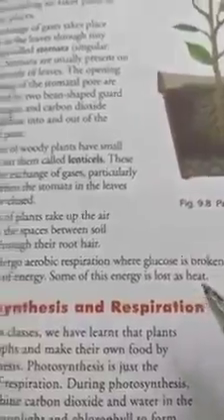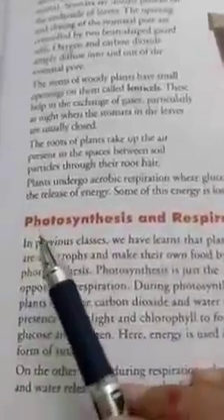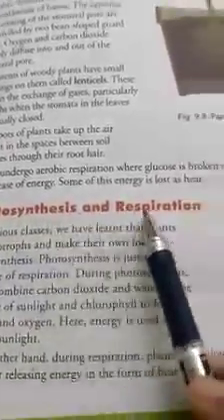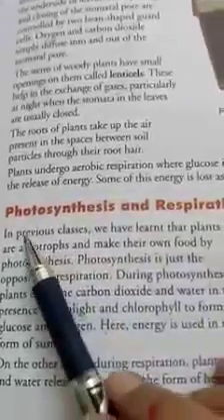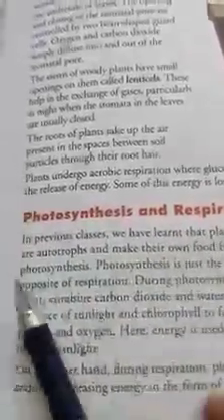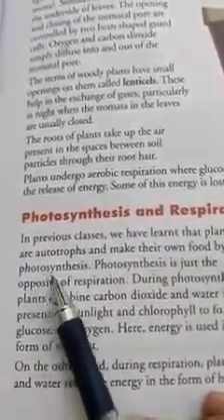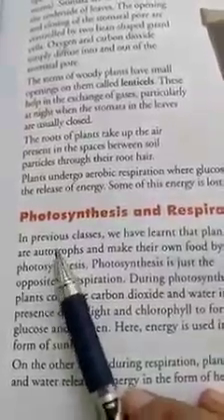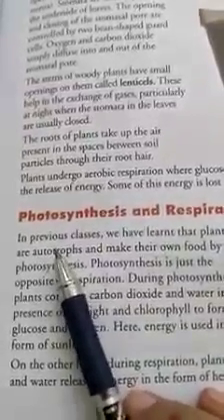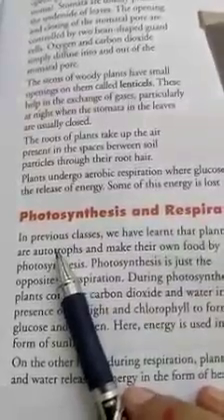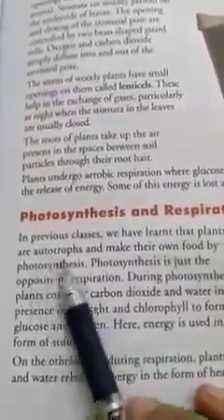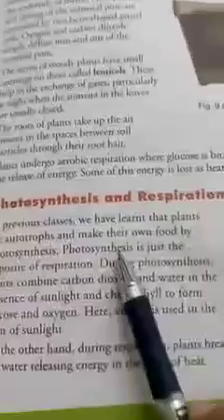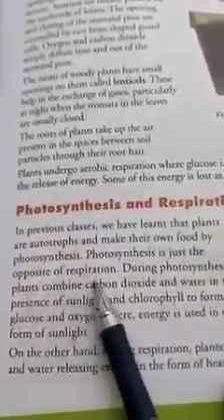Dear students, let's go further. Photosynthesis and respiration. Dear student, in previous classes we have learned that plants are autotrophs and they make their own food by the process of photosynthesis. We know very well plants make their food with the help of chlorophyll, water and the presence of sunlight. That process is known as photosynthesis. Photosynthesis is just opposite to respiration.